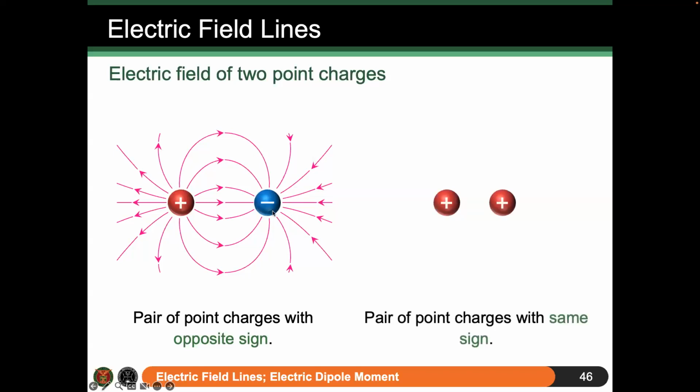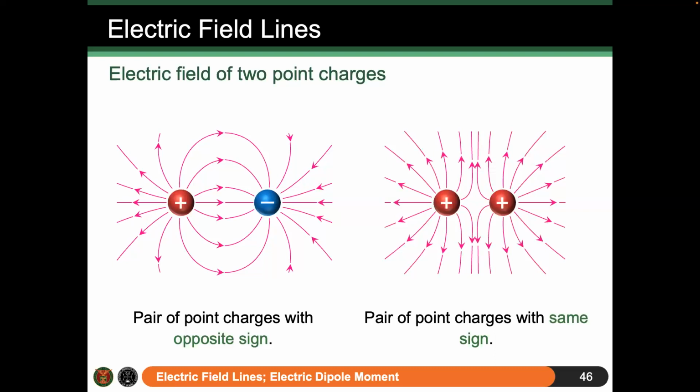Kung parehas naman sila ng sign, both positive or both negative, magiging ganyan naman itsura. Kung negative yan, babaliktad lang yung arrows. Okay? So again, nakikita natin may curving up because of the presence of another source.